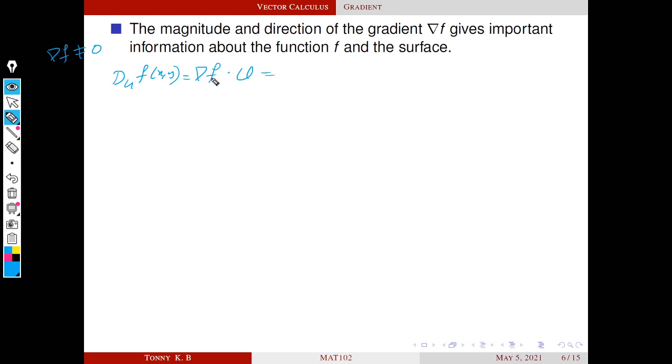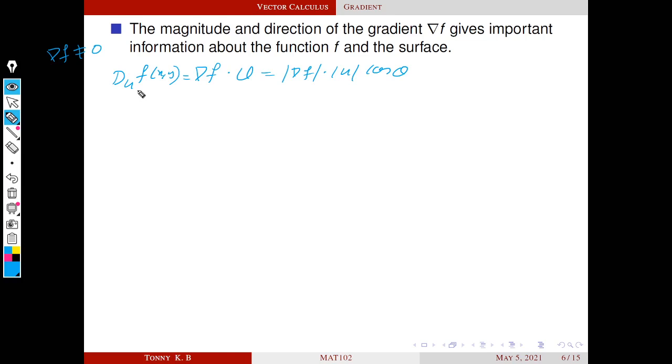And what about a dot b? Now both are vectors, so we know how to take the dot product of two vectors. It is a dot b equal to mod a mod b cos theta. So this becomes modulus of del f and modulus of u into cos theta, where theta is the angle between del f and u. This is the representation of the directional derivative in terms of cos theta.